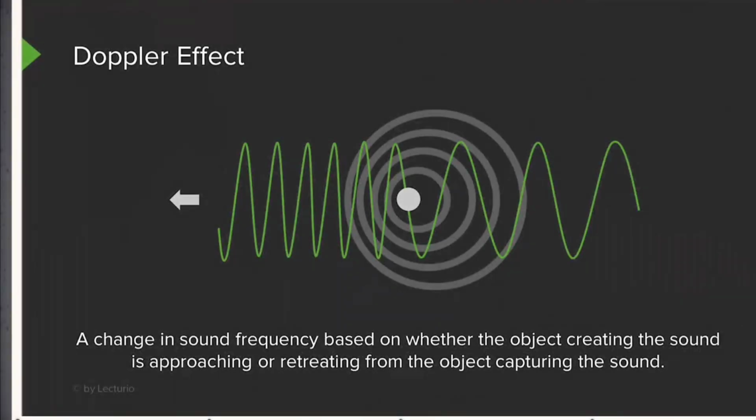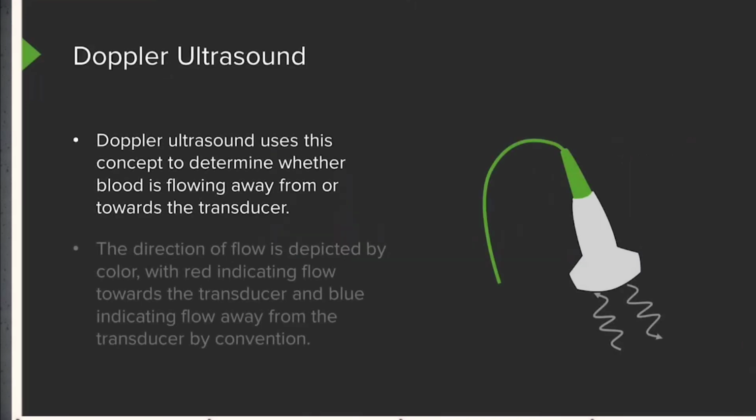So you may have heard about the Doppler effect. The Doppler effect is the change in sound frequency that's based on whether an object creating a sound is approaching or retreating from the object that's capturing the sound. Doppler ultrasound is based on the Doppler effect. So it uses this concept to determine whether blood is flowing away from or towards the transducer.